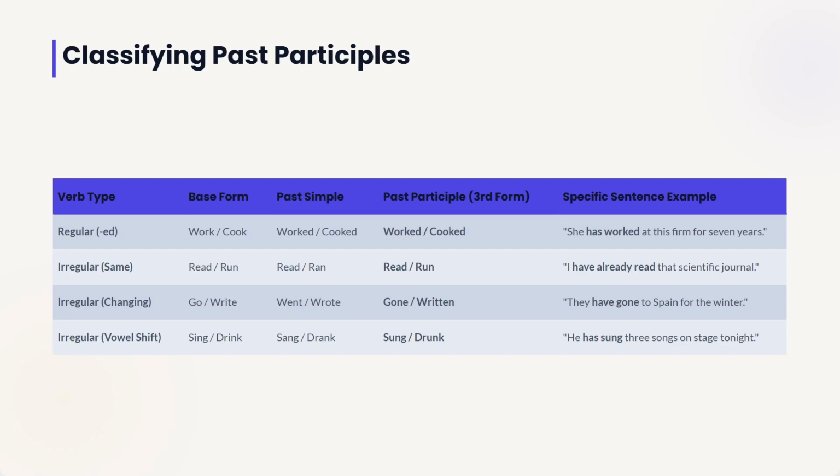Classifying past participles. Now we talk about participles. Regular verbs are easy. They usually end in ed. Work becomes worked, cook becomes cooked. Irregular verbs are different. For example, go becomes gone, read stays read, sink becomes sunk, drink becomes drunk, and unfortunately, irregular verbs require practice and memorization. The more exposure you have to English, the easier they become.